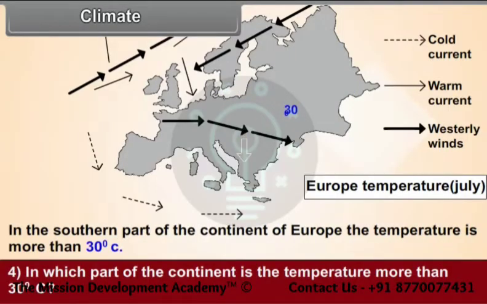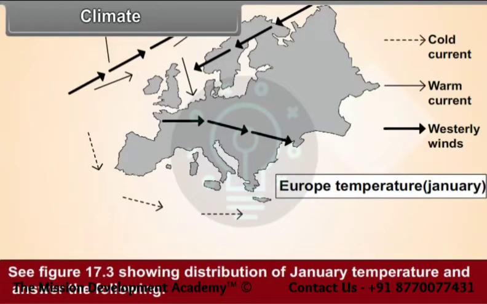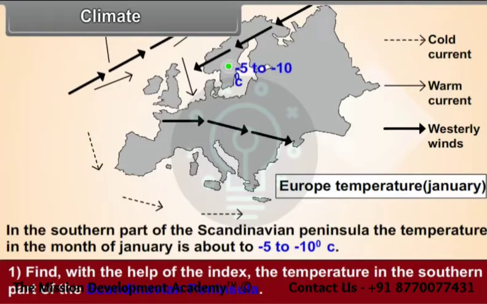Number 4. In which part of the continent is the temperature more than 30 degrees Celsius? See figure 17.3 showing distribution of January temperature and answer the following. Number 1. Find, with the help of the index, the temperature of the southern part of the Scandinavian peninsula.